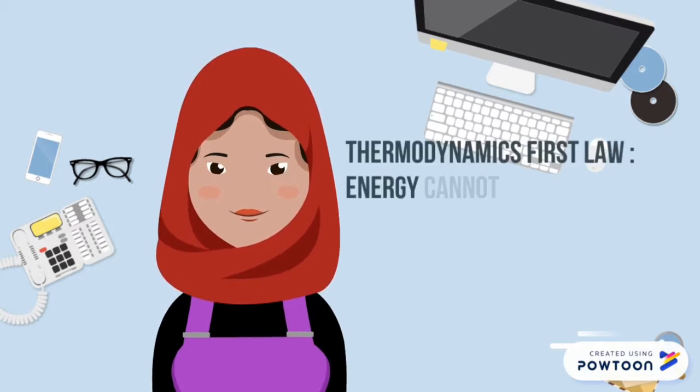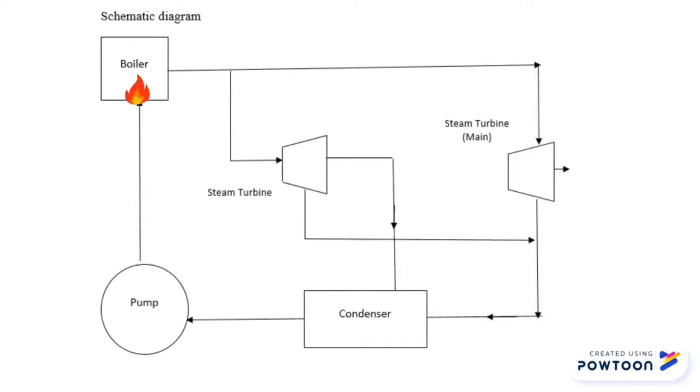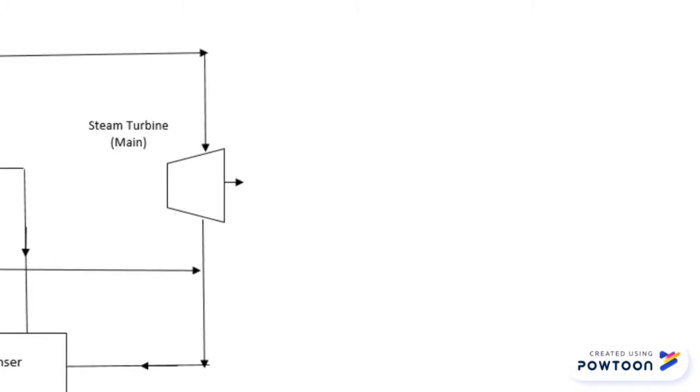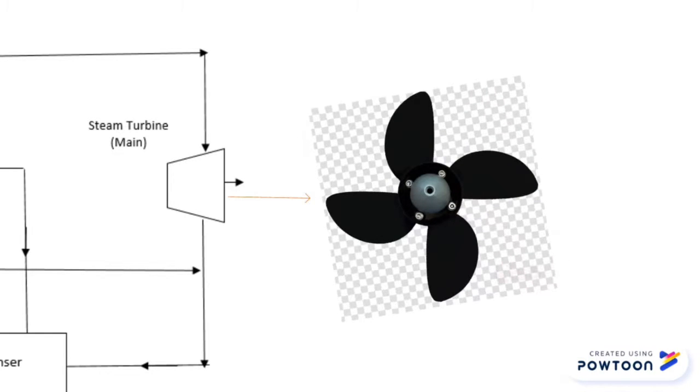Thermodynamics' first law states that energy cannot be created nor destroyed, but transformed. For this project, the submarine is powered by a nuclear reactor. The boiler generates steam from the reactor, which then enters and powers the main turbine. The power generated from the turbine will be delivered to the propeller of the submarine to produce propulsion.